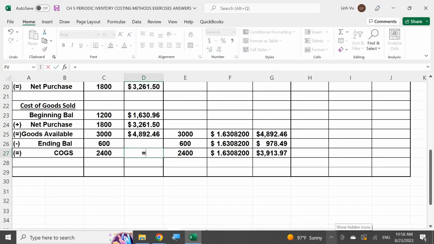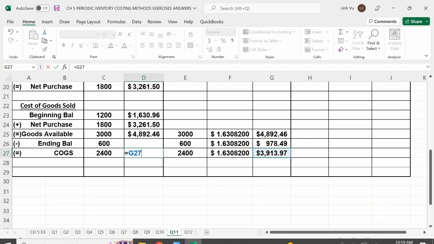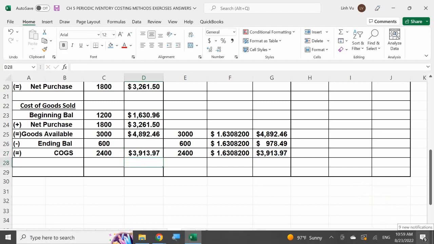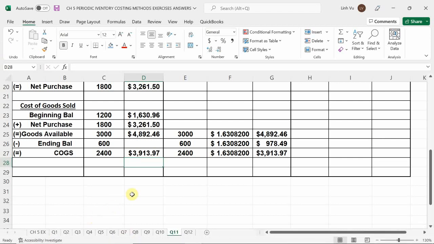So in this case, for selling 2,400 units at $1.63082, right? It's going to give me a grand total of $3,913.97. Okay? And therefore, my leftover remaining should be $978.49. Okay, for the 600 units left remaining.